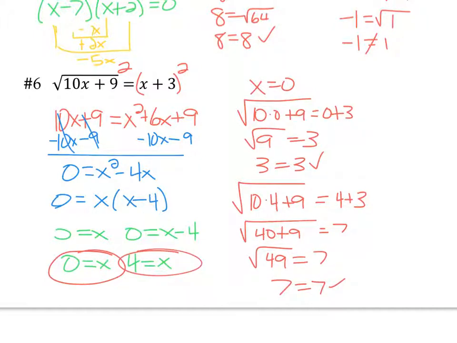Both answers work. You're not always going to get an extraneous solution. Extraneous means extra solution that doesn't work. Okay, in this case, both 0 and 4 are solutions to the original equation. They're both answers. That's fine. We're not always going to have one that cancels out, or that doesn't work, excuse me.